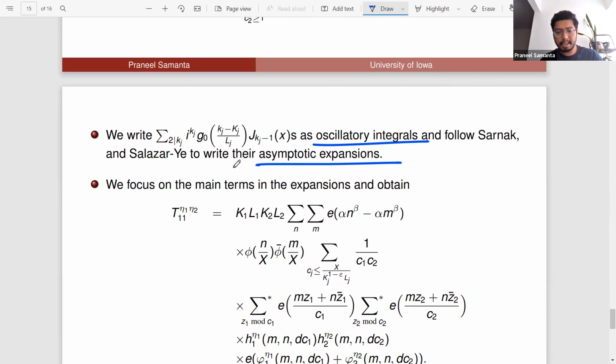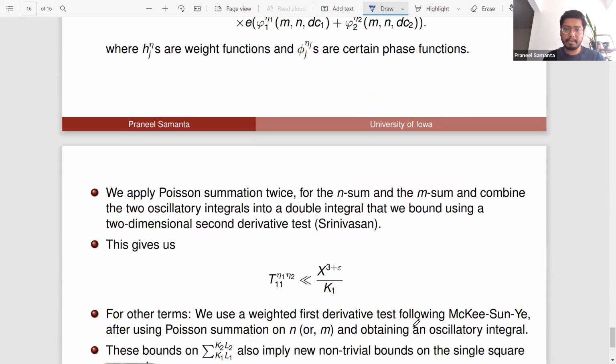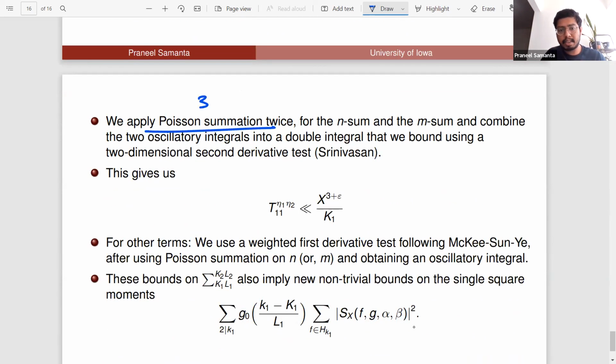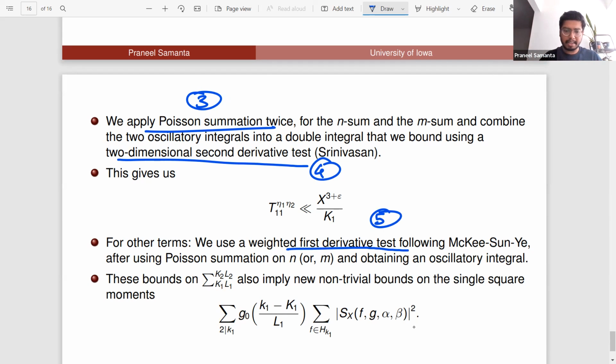The other tools, let's go even further. We have used Poisson summation. That's our third tool. We have used the two-dimensional second derivative test, which was developed by Srinivasan. That is our fourth tool. And the fifth tool that I will mention is the first derivative test, which comes from Munshi and Ye. These are the tools that we have used to find these bounds. This hasn't been published yet, but hopefully in the next couple of weeks we'll be done writing this paper and it'll be good to go.